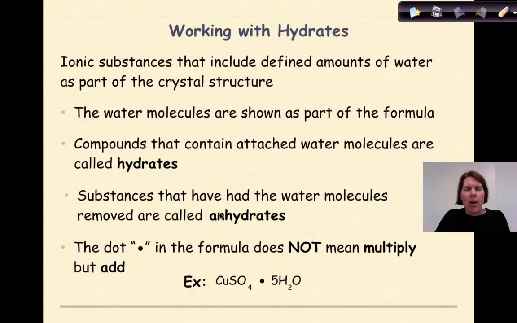Finally, let's talk about hydrates. And this is always a complicated problem with students. All a hydrate problem is just another percent composition problem. Part over the whole times 100, where the part typically is just your total mass of your water. What is a hydrate? A hydrate is defined as an ionic substance that includes defined amounts of water. So we're going to see water as part of the crystal structure. The water molecules are going to be shown as part of the formula. That's going to be key.